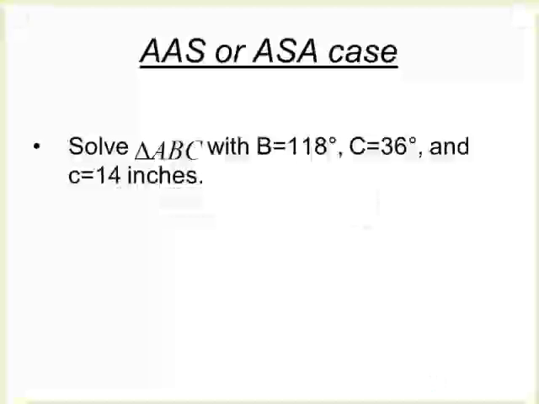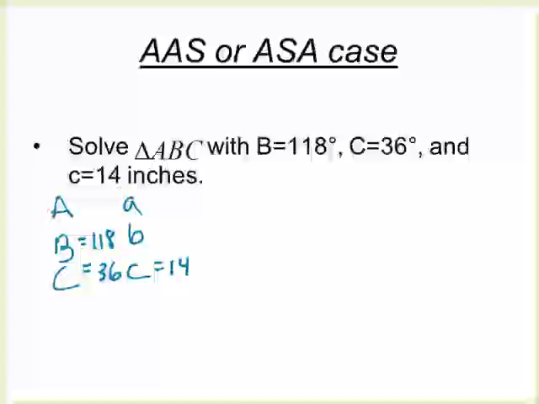So I start by listing what I have and need to find. Angle B is 118, angle C is 36, and side C is 14. What can I find first? Angle A. How do I find angle A? Add them up and subtract from 180. The three angles of a triangle have to add up to 180 degrees. So add up what we have, subtract it from 180, and that leaves the leftovers of 26 for angle A.